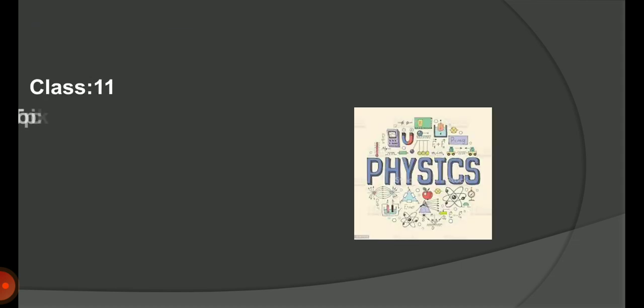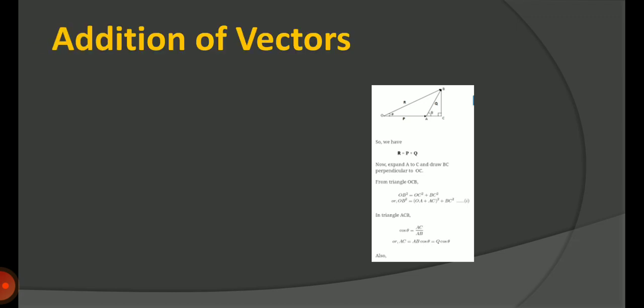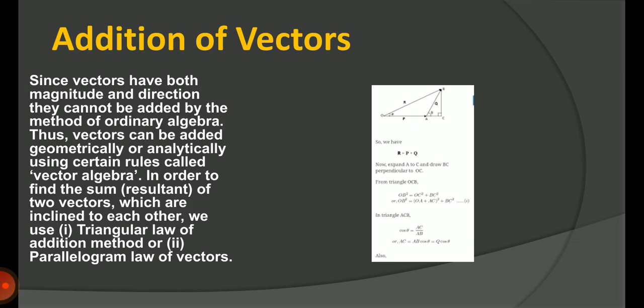Class 11th. Topic: Kinematics. Subject: Physics. Addition of vectors. Since vectors have both magnitude and direction, they cannot be added by the method of ordinary algebra. Then the vectors can be added geometrically or analytically using certain rules called vector algebra. In order to find the sum, the resultant of two vectors which are inclined to each other, we can use the triangular law of addition method or the parallelogram law of vectors.